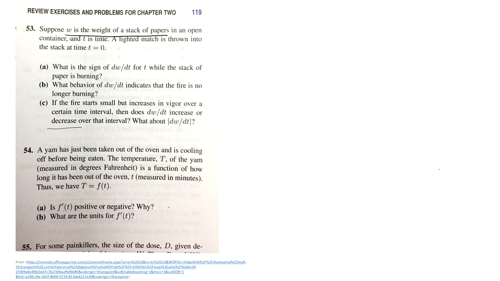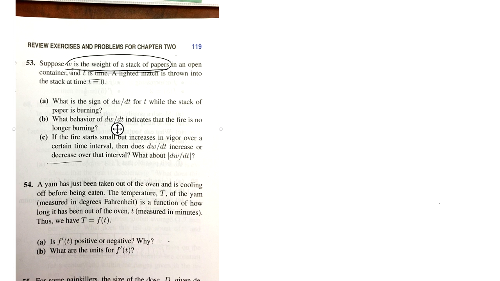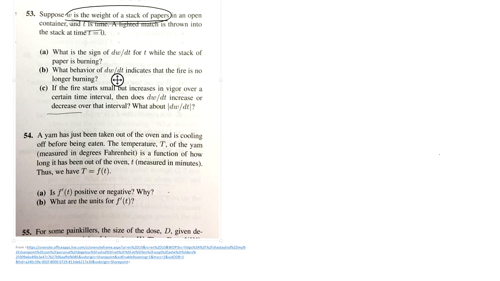Okay, let's take a look at 53. We got W is the weight of a stack of papers at time t, and if you throw a match into the stack, W is going to represent the weight as it burns. So we've got something like this. If this is time and this is the weight, we're going to start out with the initial amount of weight of papers, and then as it burns, the weight's going to go down. And it's going to go down like this, and it's just going to kind of taper off because we're always going to have some ashes in there, so it's probably going to do something like that.